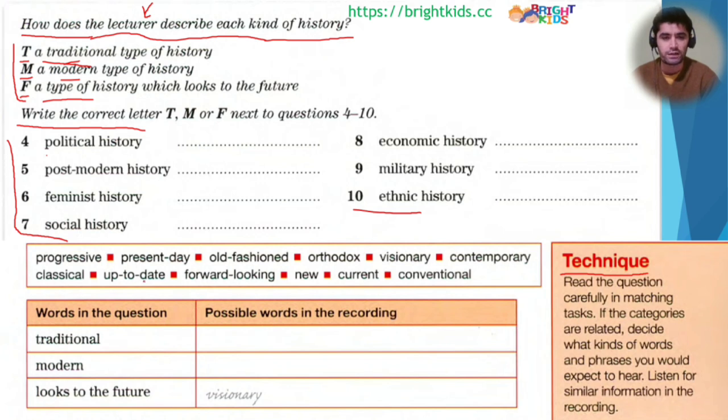Below this task we have another task that is related to the first task. This is another task, and it can also help us to deal with the first listening task. So this task is basically about synonyms. Let's take a look at the first column. It says words in the question. So here are the words in the questions: traditional, modern, and looks to the future. All right, and possible words in the recording.